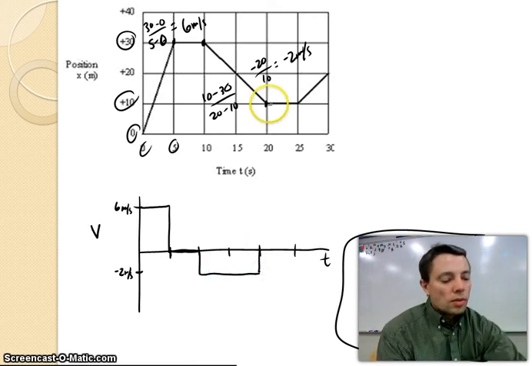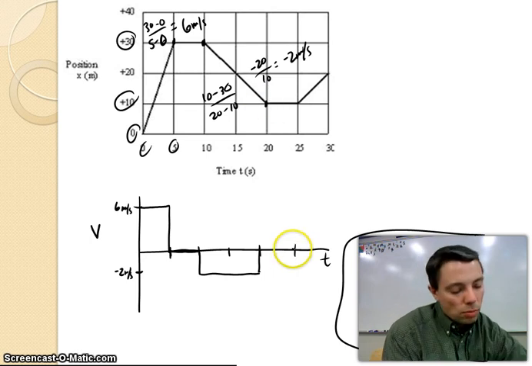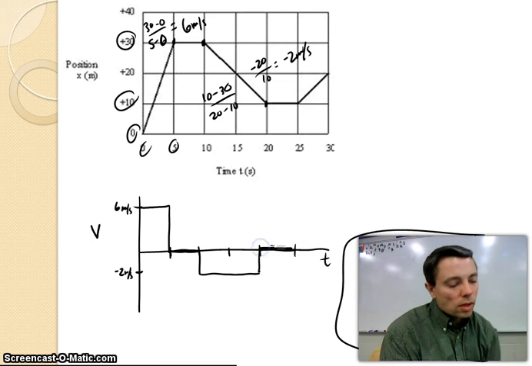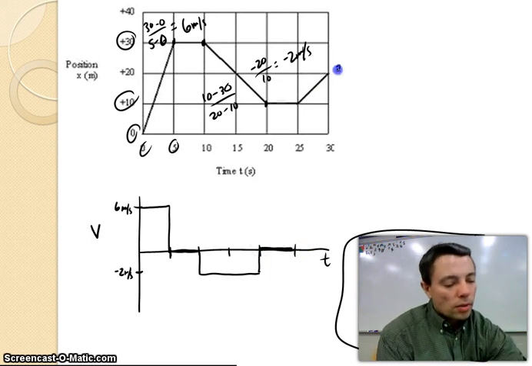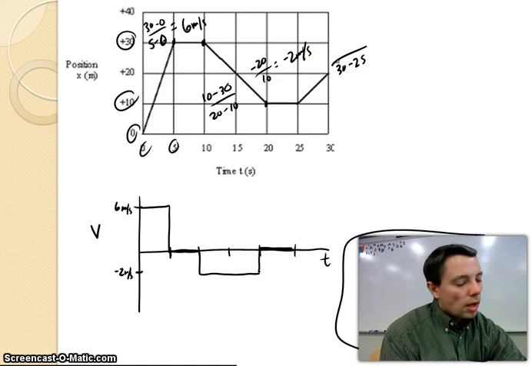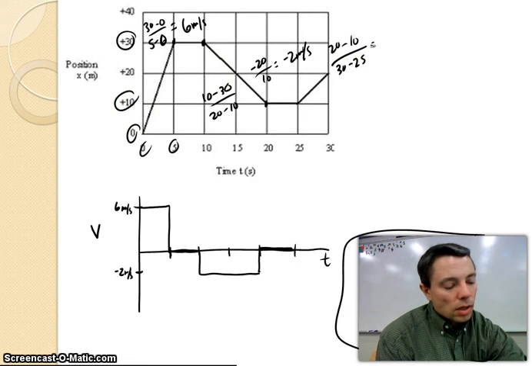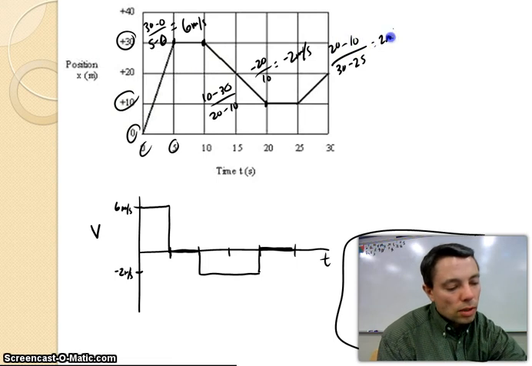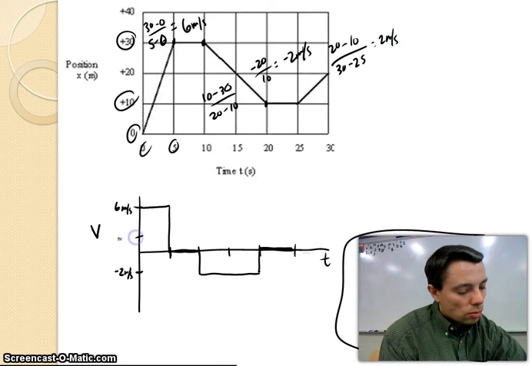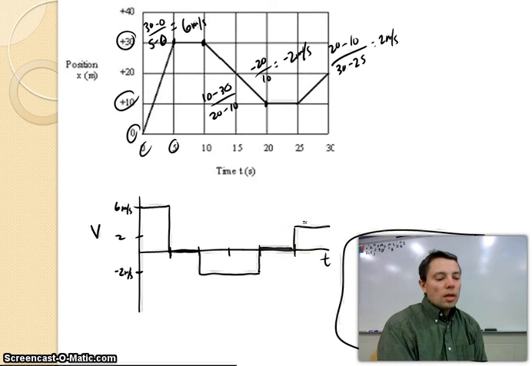Now all of a sudden I hit this flat spot again, which tells me I've got constant position, which means I'm not going to be moving, so I have 0 velocity. And then I have this last point, which is my 30 minus my 20, that's my position, over 20 minus 10, that's my time, so that's 10 over 5, which is 2 meters per second. So I'm back here at 2 meters per second for the remaining part.